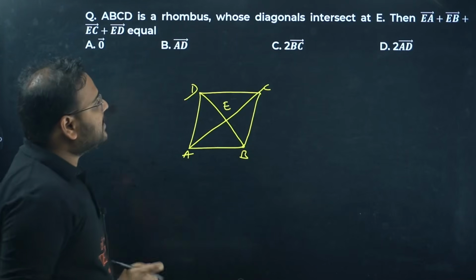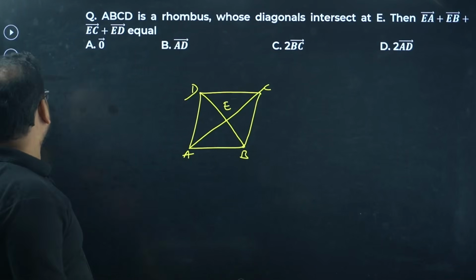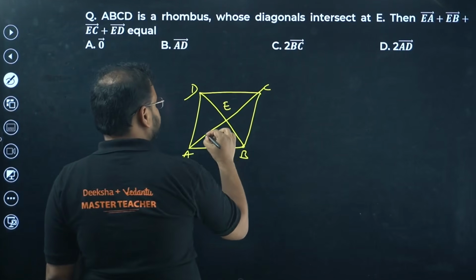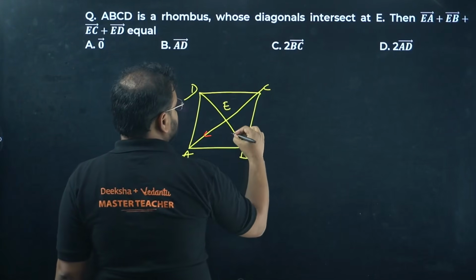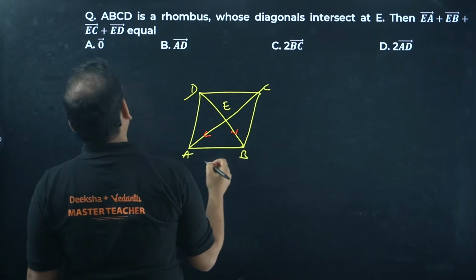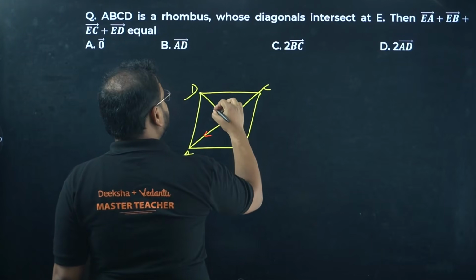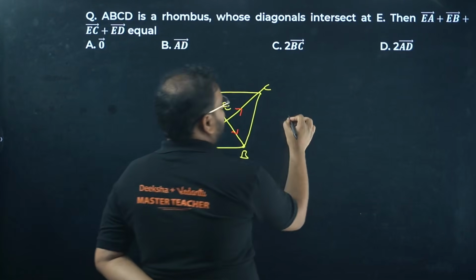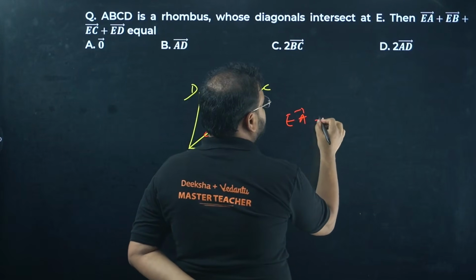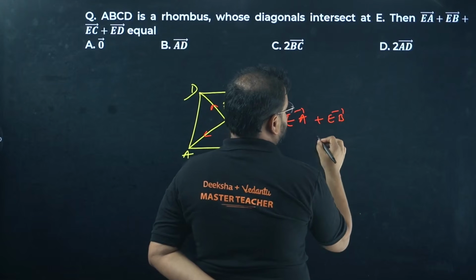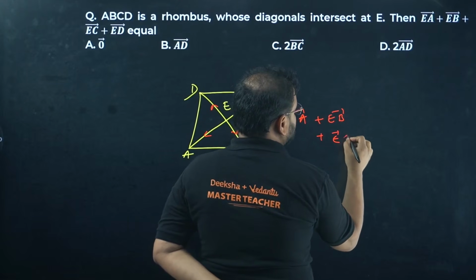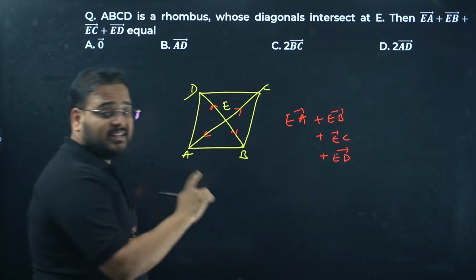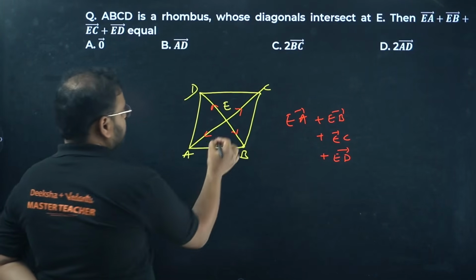They're saying EA plus EB, they're adding in vector form now. EA is where? EA is this. EB is this. They're saying plus EC and ED. So EC is over here, ED is over here. So if you are adding all these vectors, EA plus EB plus EC and vector ED, what happens? Check here.